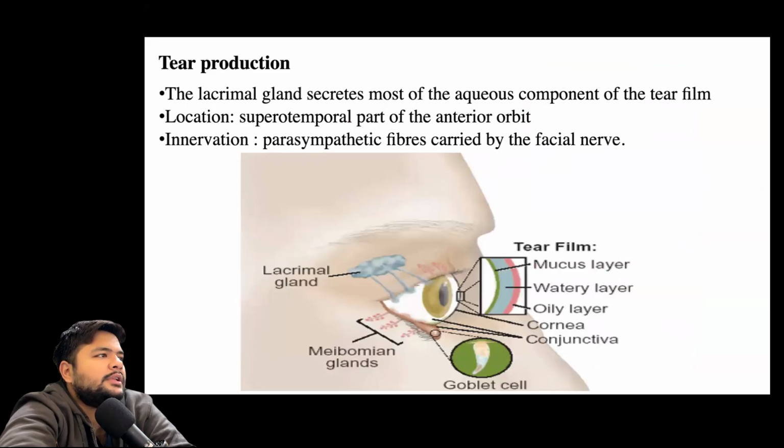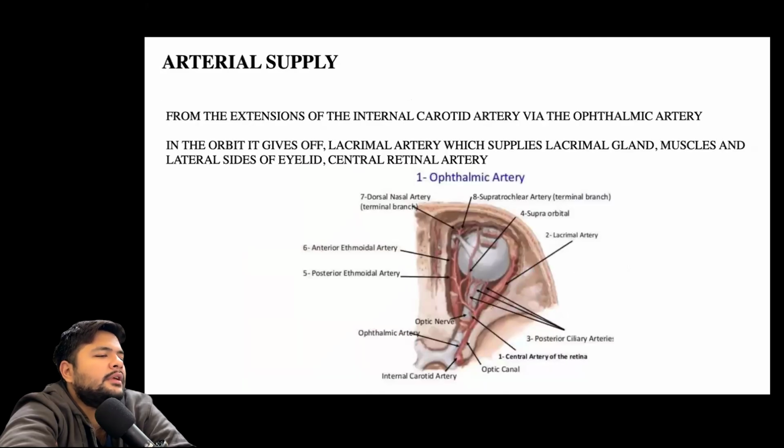So, regarding tear production, the lacrimal gland secretes most of the aqueous component of the tear film. Its location is the supratemporal part of the anterior orbit, and innervation is by parasympathetic fibers carried by the facial nerve. Its arterial supply is from the extensions of the internal carotid artery via the ophthalmic artery. In the orbit, it gives off the lacrimal artery, which supplies the lacrimal gland, muscles, and lateral side of the eyelid, and the central retinal artery.